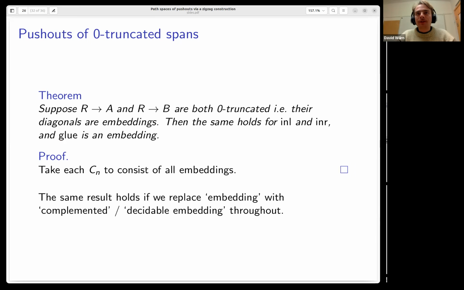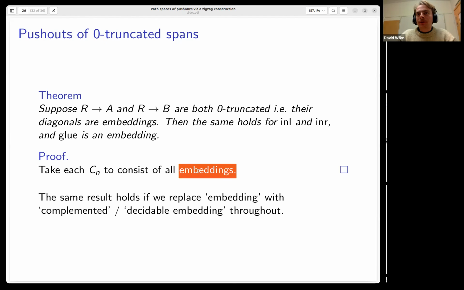And the proof of this is also an instance of the very general theorem about classes of maps, where we take each Cn to be the same class consisting just of embeddings. So there we use the fact that embeddings are closed under pushouts. We also use that embeddings are those maps whose fibers are propositions, and propositions are closed under joins and contain the empty type.